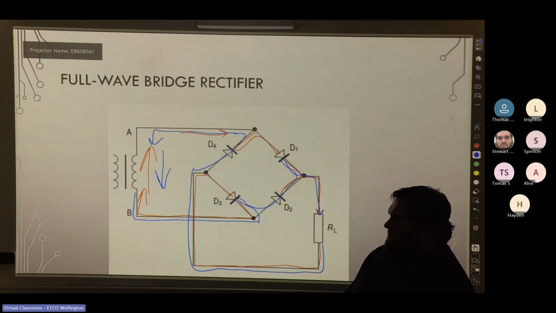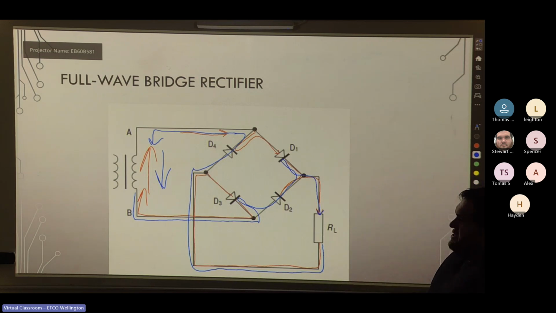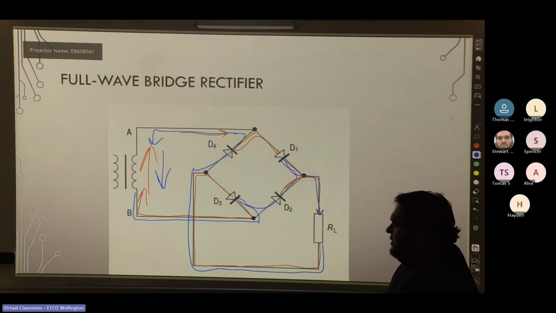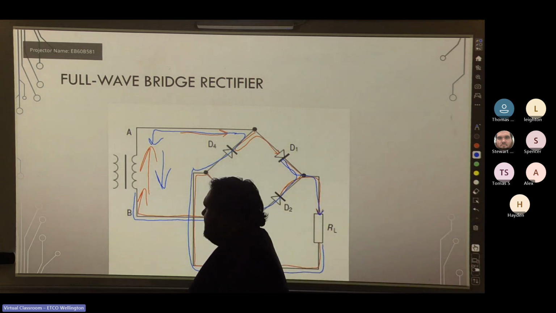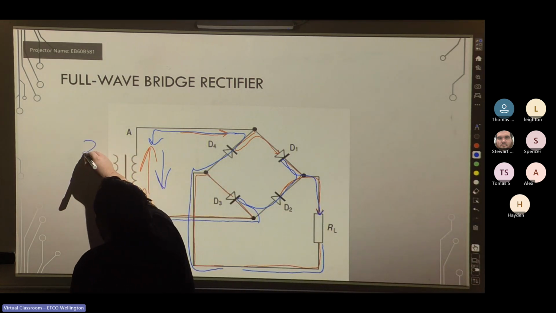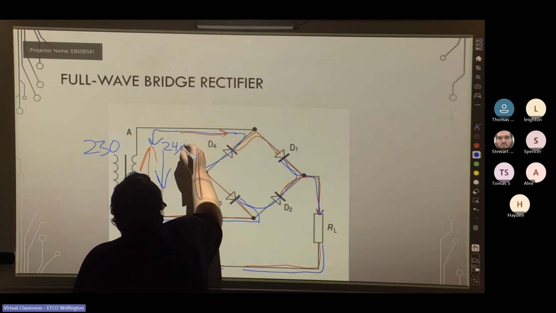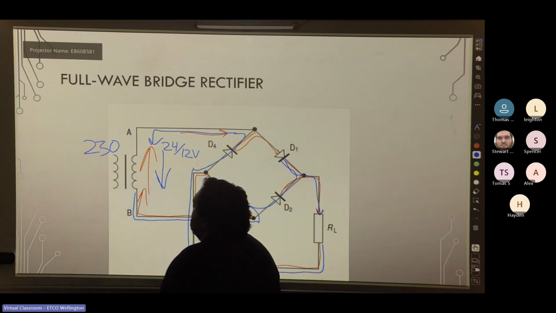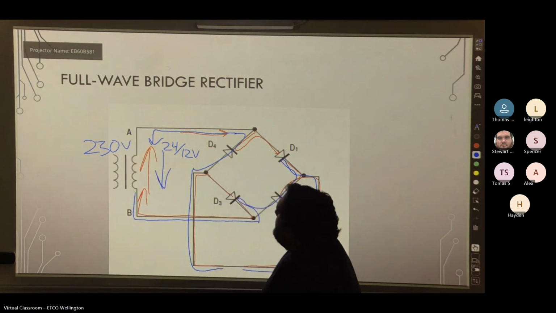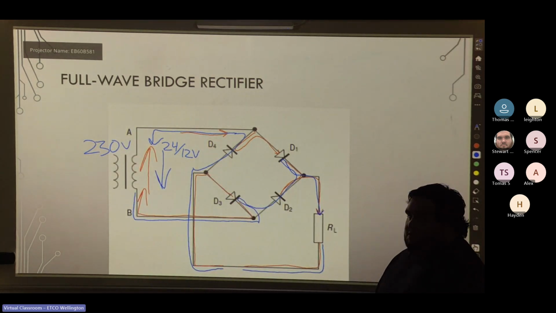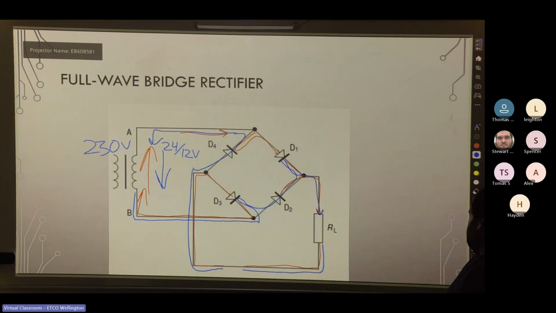So this is how the current flows in both directions for the full wave bridge rectifier. So this is the most common type of rectifier circuit you'll come across. Usually it won't have a straight transformer like this. It'll normally be like 230 to 24 or 12 volt. It just depends on the requirements of the load or the circuit.